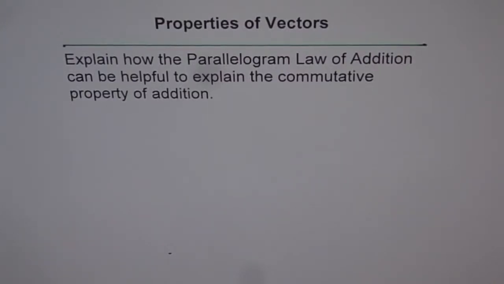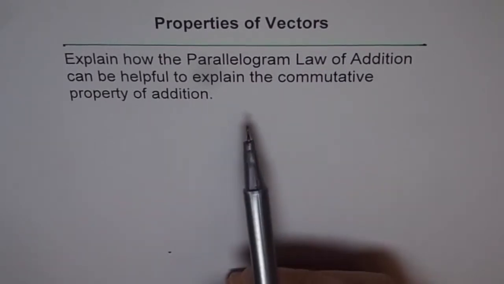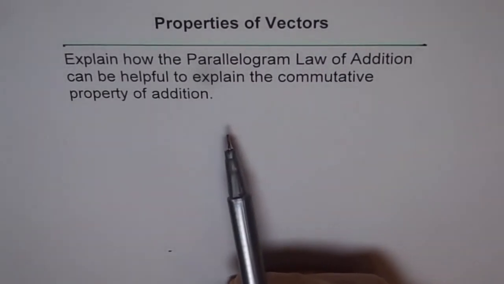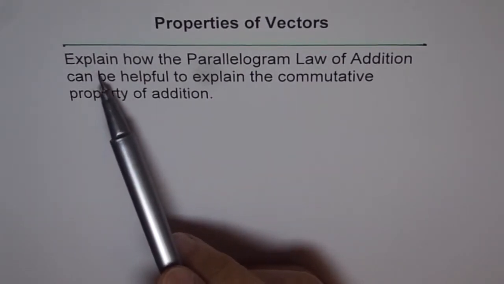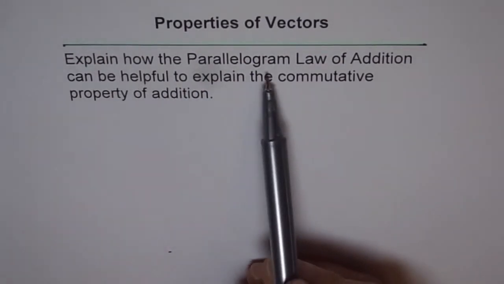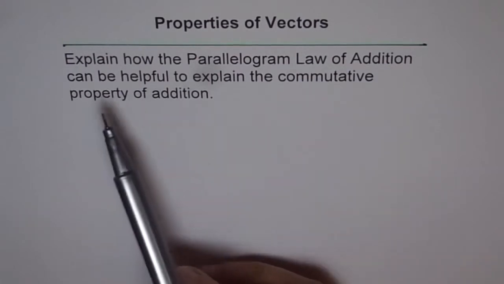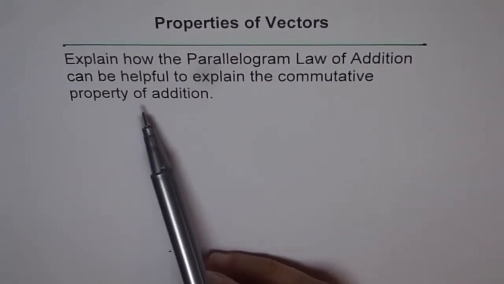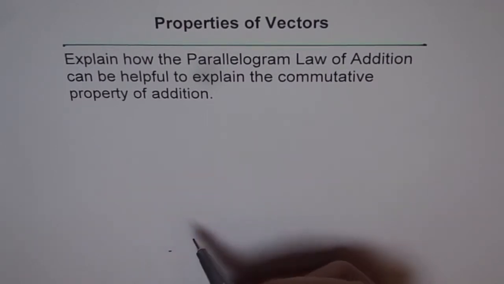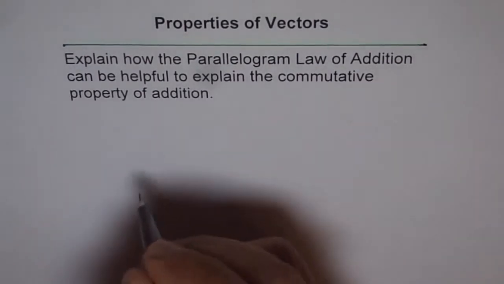Let us explore the properties of vectors. Here we are trying to understand the commutative property of addition. The question here is, explain how the parallelogram law of addition can be helpful to explain the commutative property of addition.